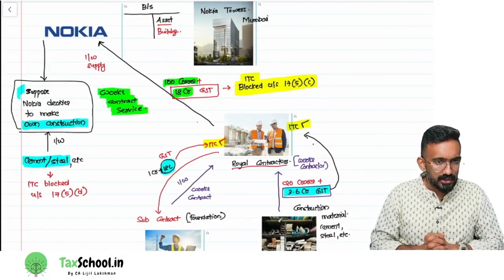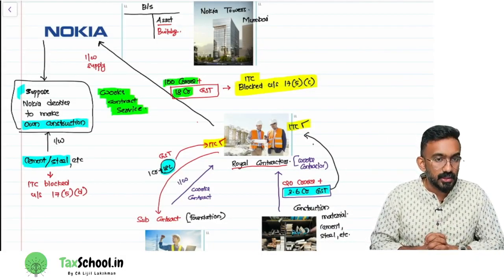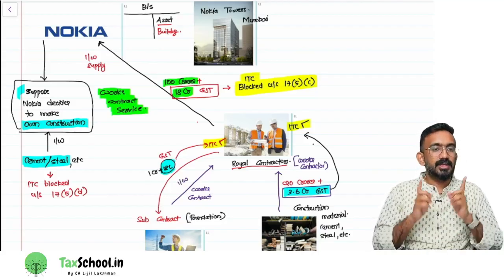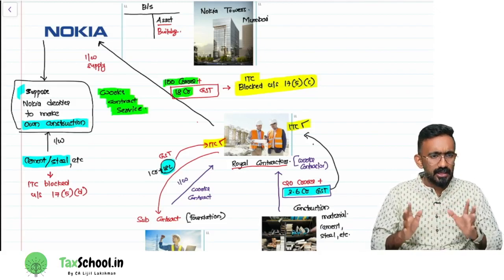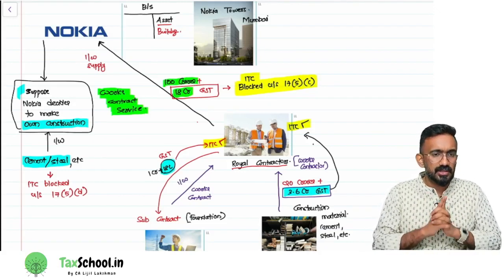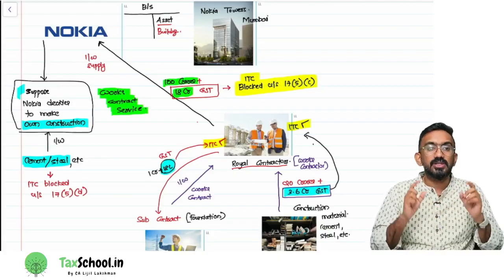Nokia, a company that you already know of, is planning to build a Nokia tower, a building. To construct this building, they have given one single contract. All the material purchase, everything is to be done by one single contractor. Then this contractor's services to Nokia will be called works contract service.